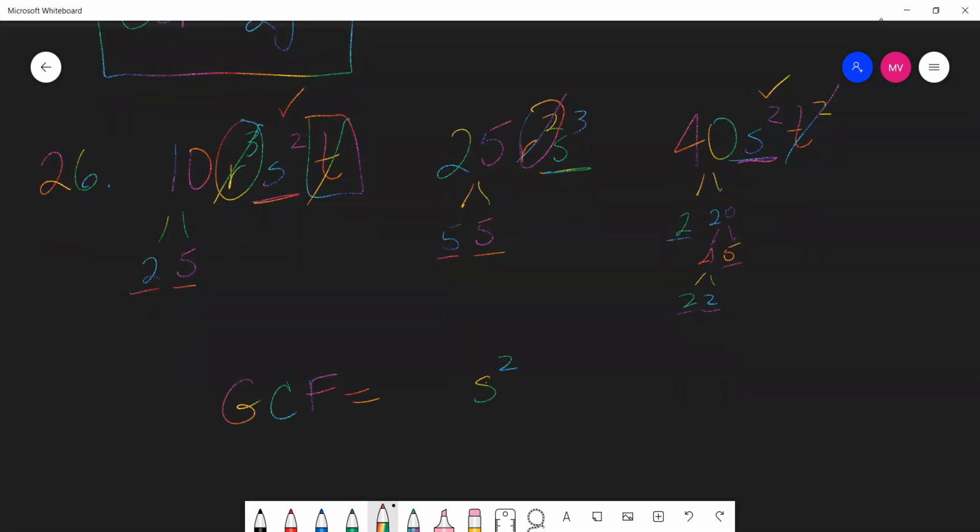So let's go back and look at our coefficients. We have a 2 and a 5, a 5 and a 5, and then we have a bunch of 2s and a 5. But it looks like the only common factor is just this 5. So our greatest common factor here is 5s squared. Is that right? That is right.